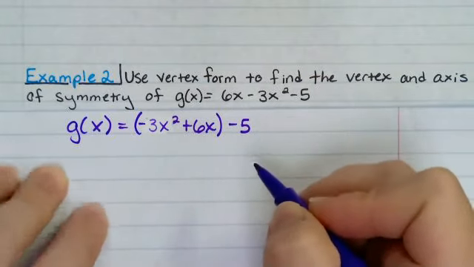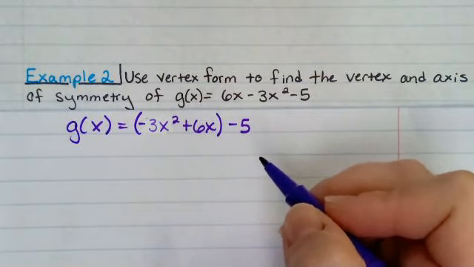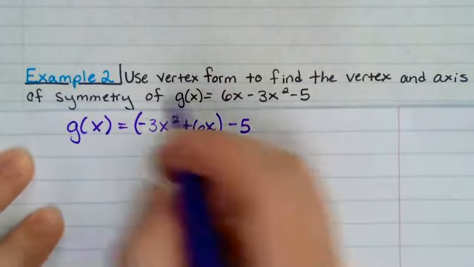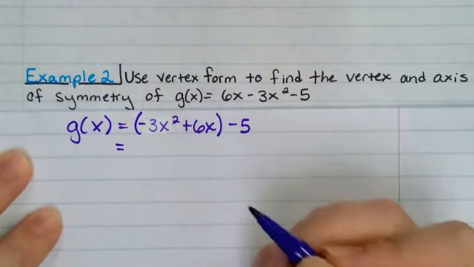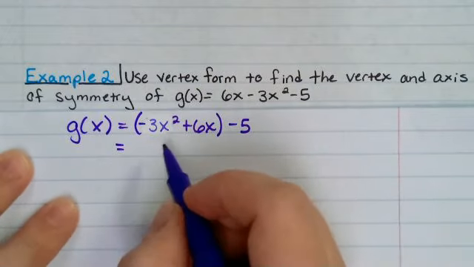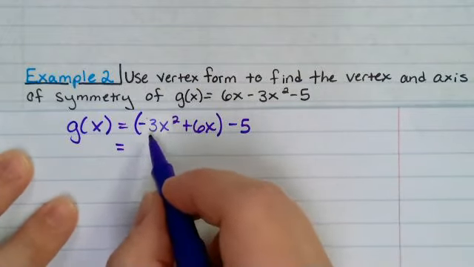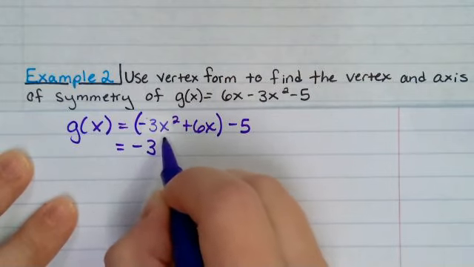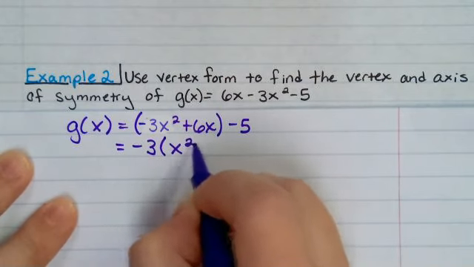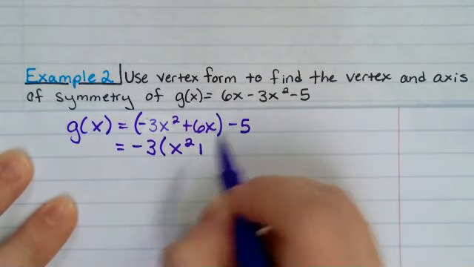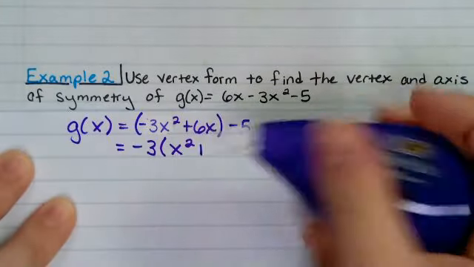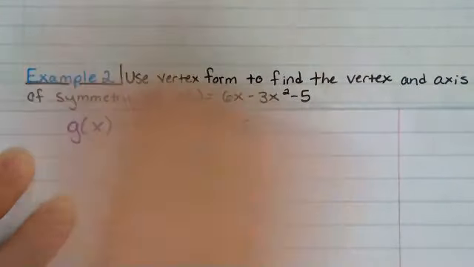So this was me kind of rearranging it and grouping those x's together at the same time. Now, the next thing we're going to do is to take out the greatest common factor of my coefficients. So I'm going to take out a -3. We have x squared plus, it's going to be minus 2x.